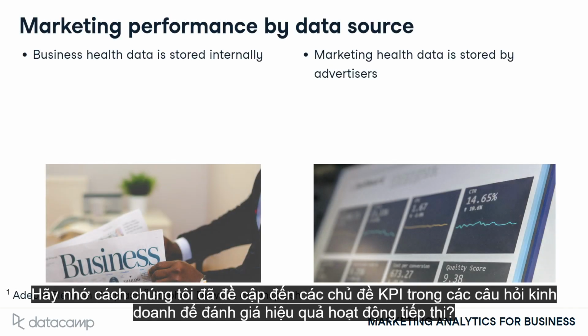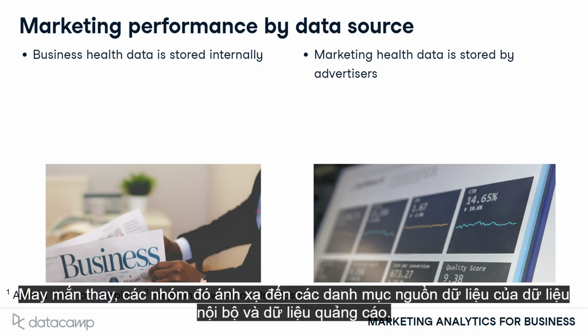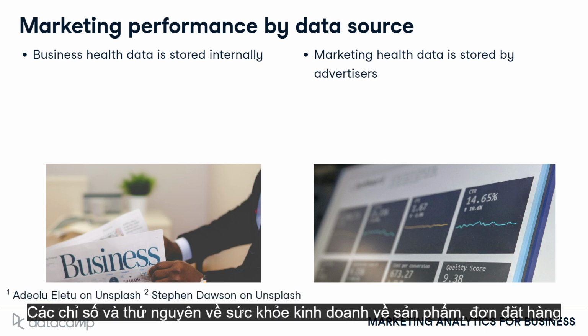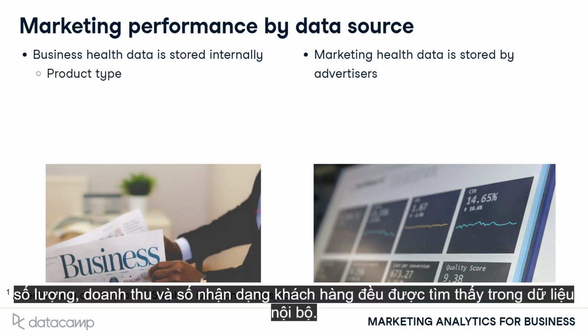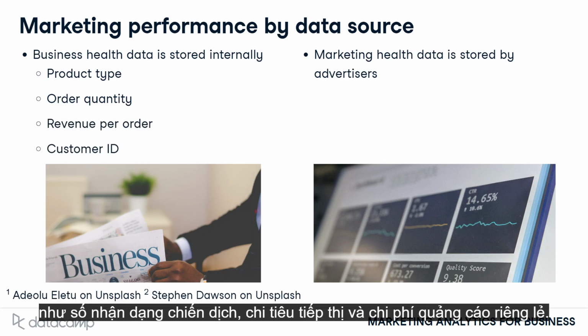Remember how we covered KPI themes in business questions to assess marketing performance? Partners inquire about overall business health or marketing health. Luckily, those groups map to data source categories of internal and advertising data. Business health metrics and dimensions about products, order quantity and revenue, and customer identifiers are all found in internal data. Advertising data contains marketing metrics and dimensions like campaign identifiers, marketing spend, and individual ad costs.